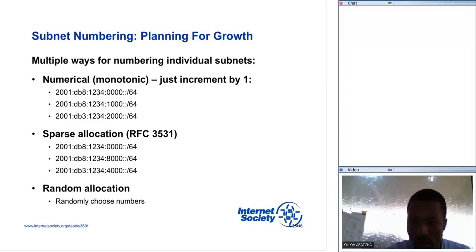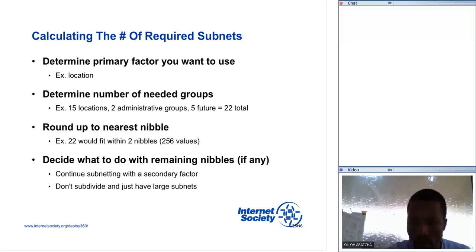But I mentioned this, that you may want to think about, do you just number them? Do you use something like the mechanism described in RFC 3531, which deals with what's called sparse allocation, as far as jumping around like that? Do you just randomly choose subnet numbers? It's kind of a question up to you.